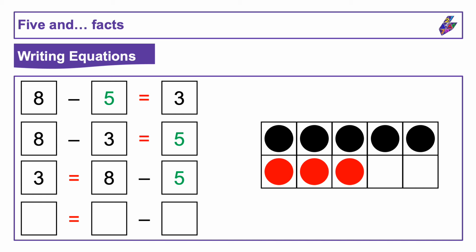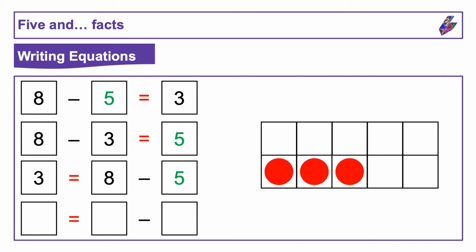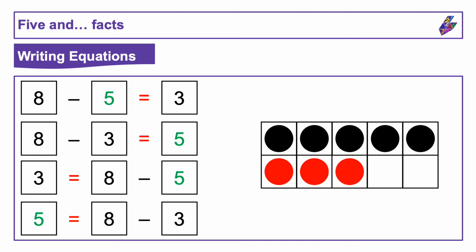With the equal sign in a different position, you might have thought of 3 equals 8 minus 5. You may have visualised how you could leave just 3 dots from the image you started with. So 3 has the same value as 8 minus 5, because if I remove the 5 black dots from the 8 I started with, I'm left with just 3 red dots.